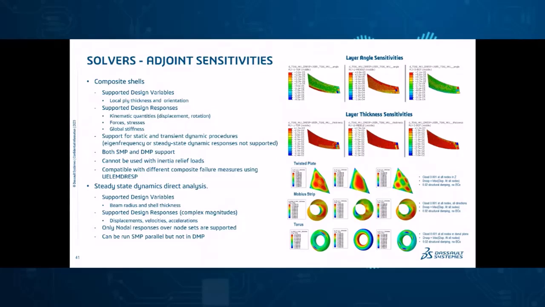With this, you can run the model in SMP and DMP, and as you can see, we're supporting static and dynamic simulations, but jobs with eigenfrequency or steady-state direct are not supported, and inertial relief is not supported either. For steady-state dynamic direct problems, you can extract sensitivities for displacement, velocities, and accelerations. In this instance, distributed memory parallel is not supported, and the sensitivities and design responses are aggregated over specific frequency ranges, which are specified by the user.